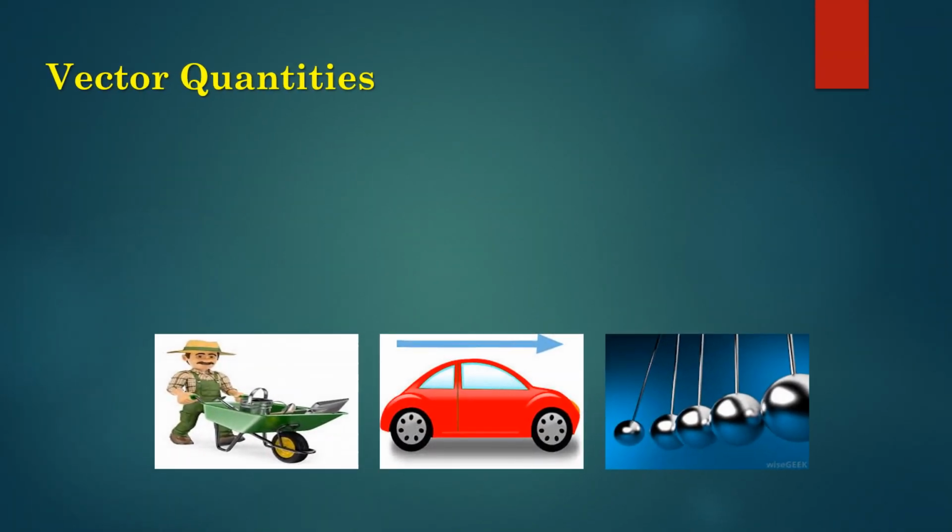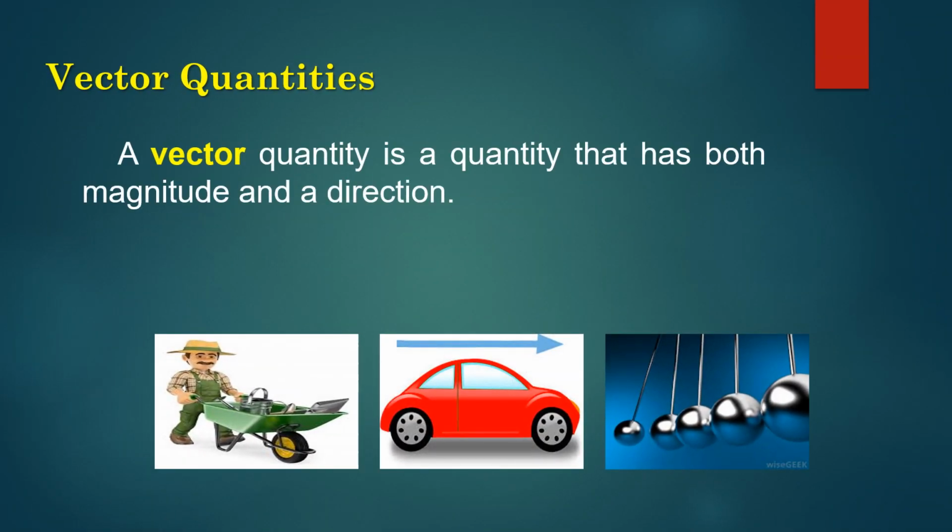Let us now talk about vector quantities. A vector quantity is a quantity that has both magnitude and a direction. Compared to scalar quantity, a vector quantity this time has a magnitude and also a direction. So for example, force is a vector quantity. A man is pushing a wheelbarrow with a force of 100 newtons to the right. So aside from giving the magnitude or amount of force, you also include the direction.